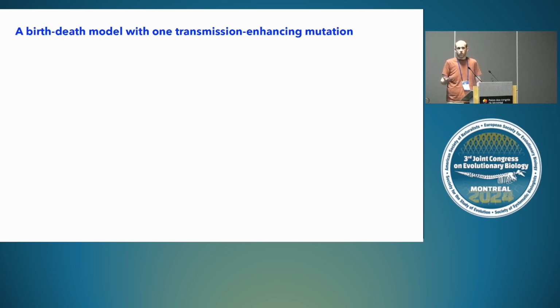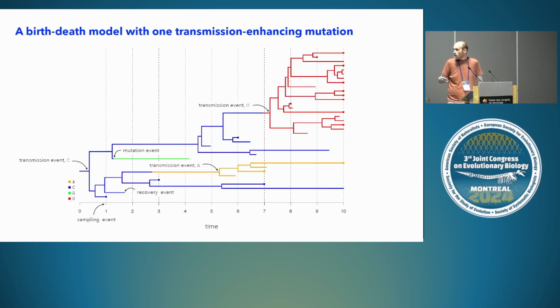I'm going to walk you through how this model works by showing you what a realization under the model looks like, what a simulation would look like. So this is what a simulation looks like under this process. The process begins at some time 0 in the past with a single lineage with a particular nucleotide. So in this case, the process began with one lineage with nucleotide C.